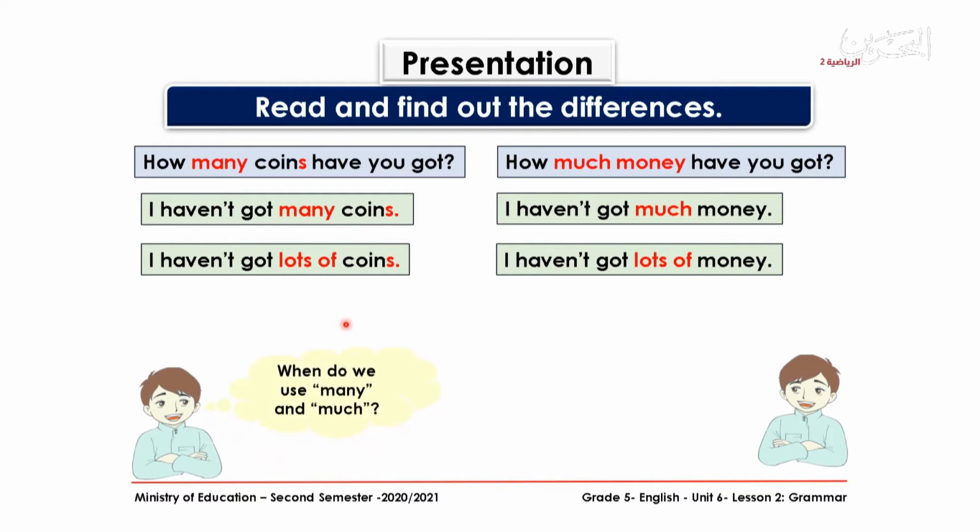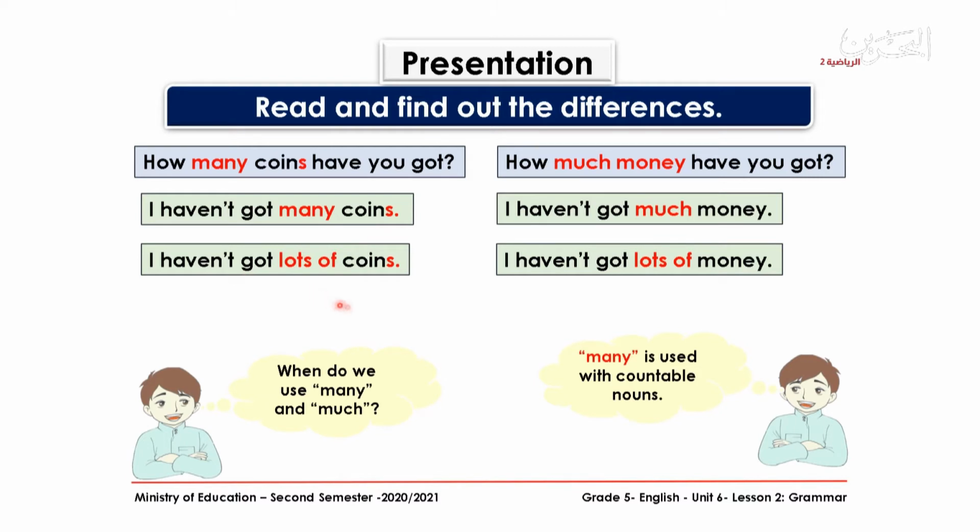Now, from these examples, we can notice that we used many with countable nouns. For example, how many coins, how many apples, how many pencils, and how many, for example, suitcases. And don't forget that we should put S. To answer this question, we use two different expressions. We used either many with S, or we used lots of with S.